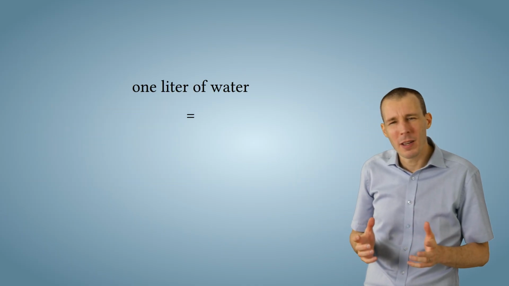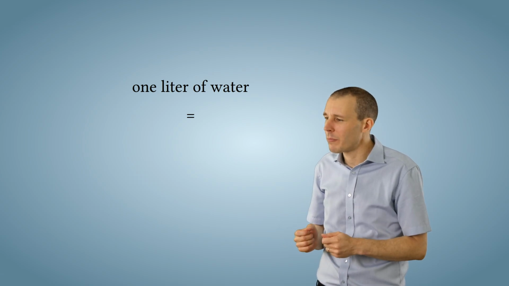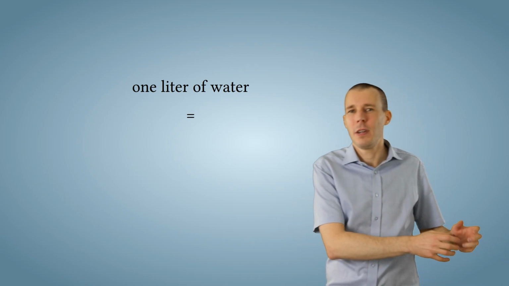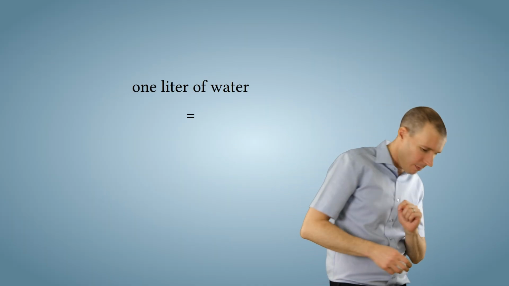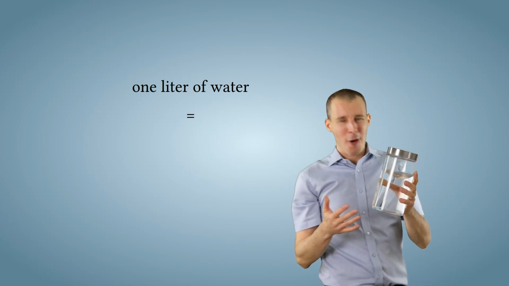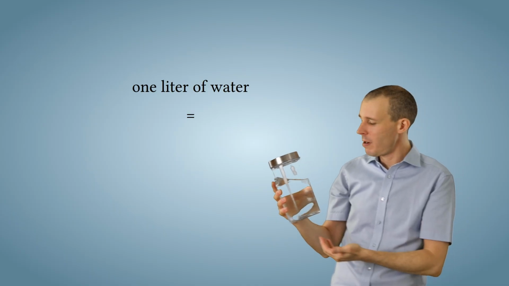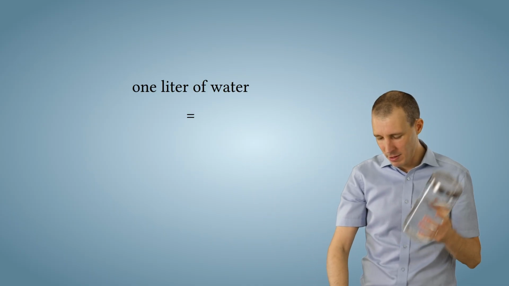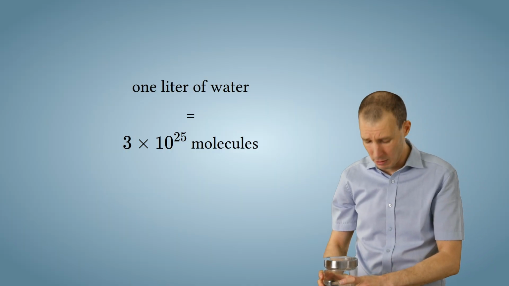Now you may be thinking, this sounds like some kind of a lie we're telling ourselves to make our lives easier, right? And you may want to start with the fundamentals, with the molecules, in order to describe the fluid flow. Well, if that is the case, I've got something for you. Here is a jar of water. There's about 1 liter of water in here. How many molecules are we talking about? Well, the 1 liter of water is about 3 times 10 to the power 25 molecules.